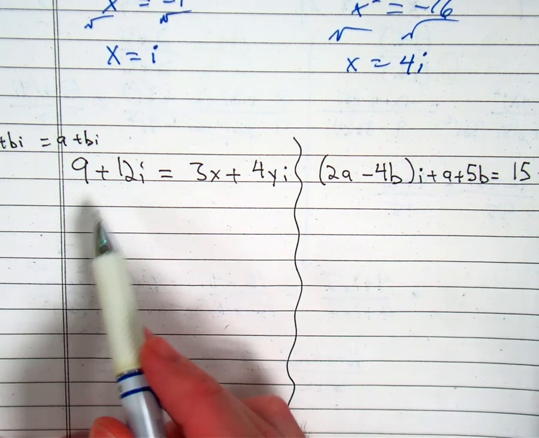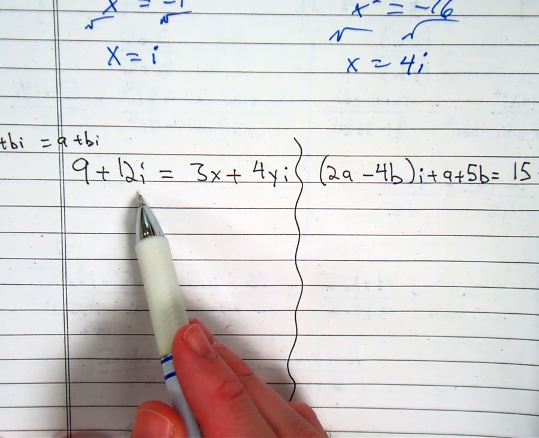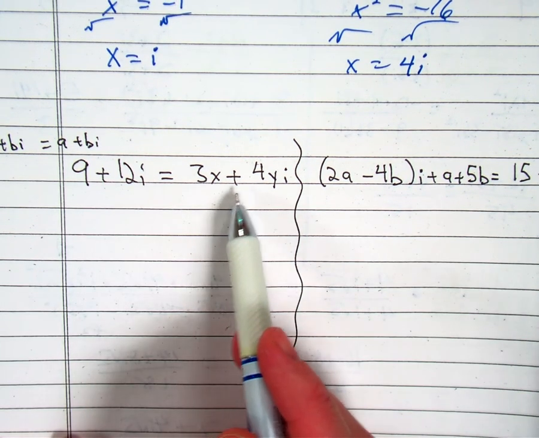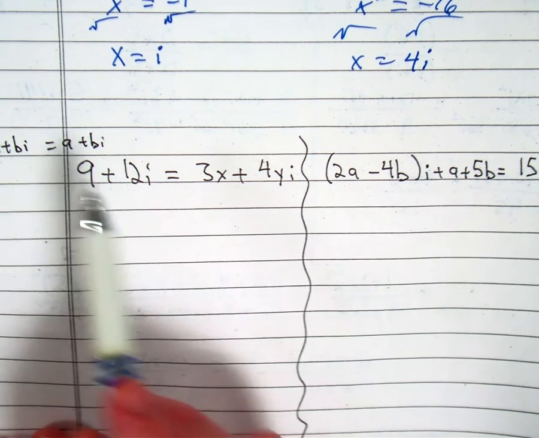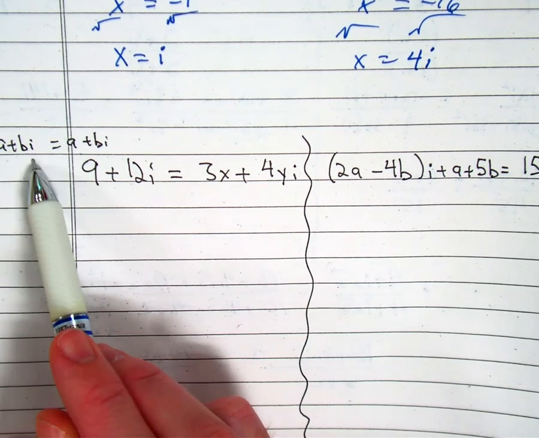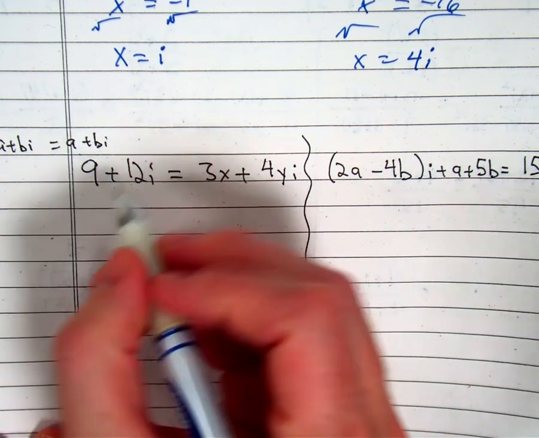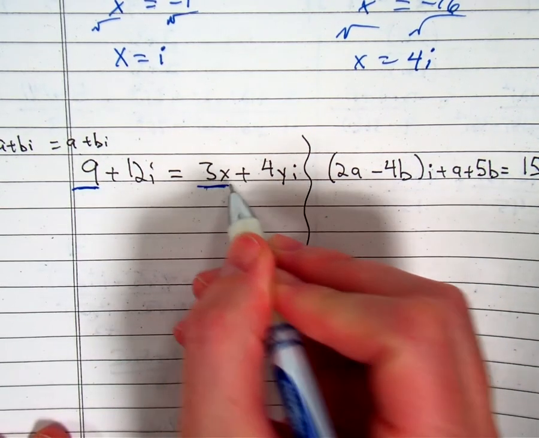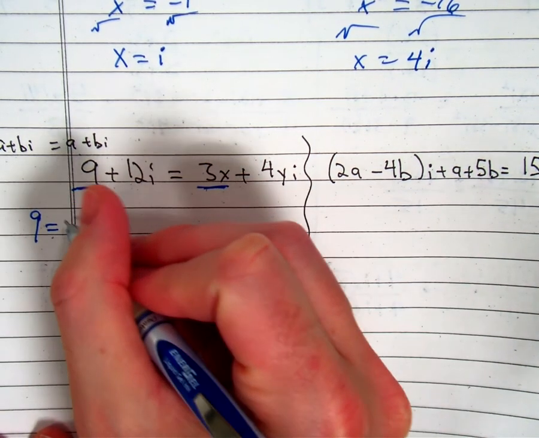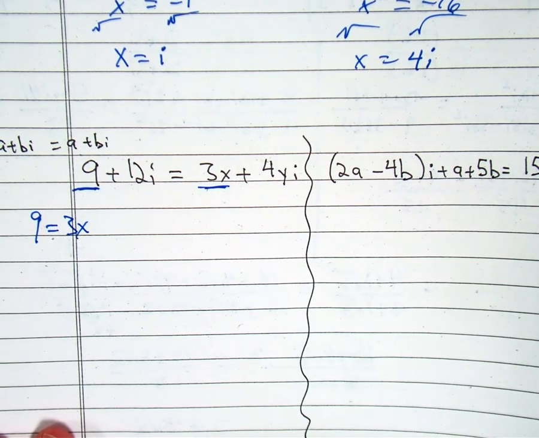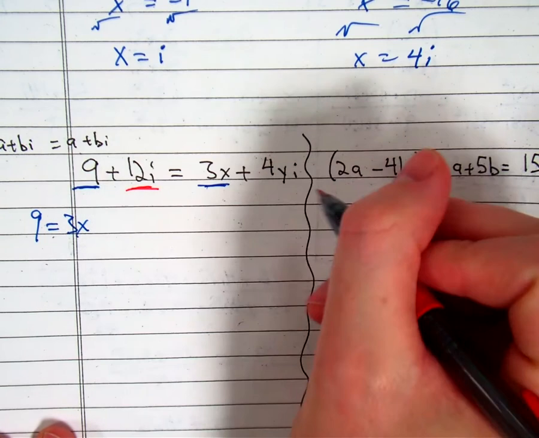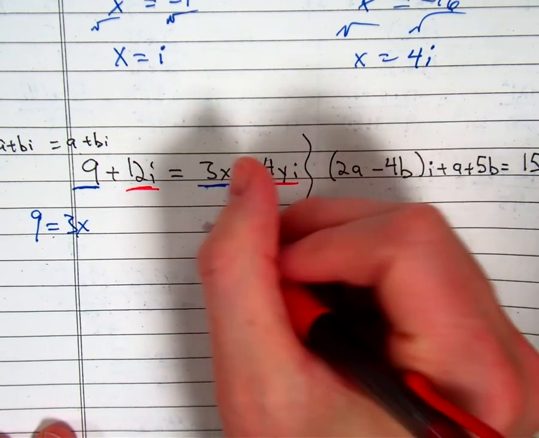Okay, so we got 9 plus 12i equals 3x plus 4yi. And what you're doing is you're comparing real part to real part, i part to i part. So 9 equals 3x, real part equals real part, and then i part equals i part: 12i equals 4yi.